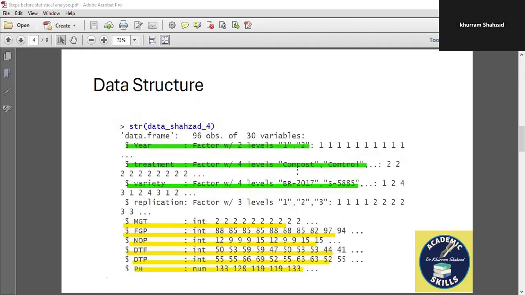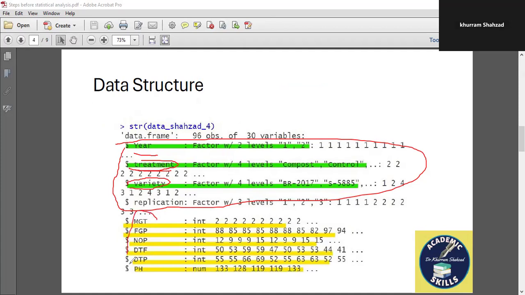And then you have to look at the structure of your data. You must know how many treatments are in your data and how many factors you are studying, like in this data: years, treatments, and varieties. These three are the main factors we are going to study for their effect on the growth and physiology of the crop, across different parameters. So you must know what the treatment variables in your data are and what the measured variables are. This is important so you can get familiar with your data.